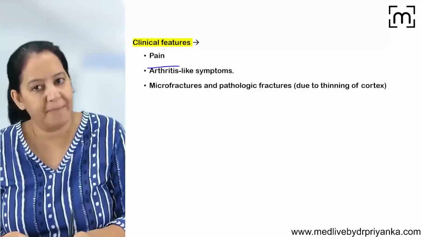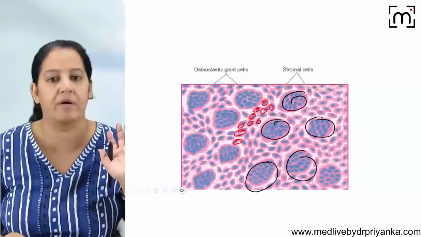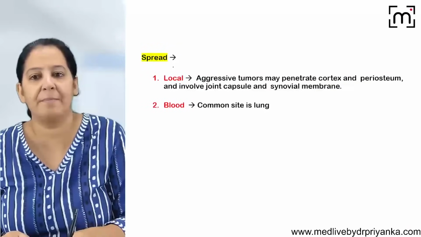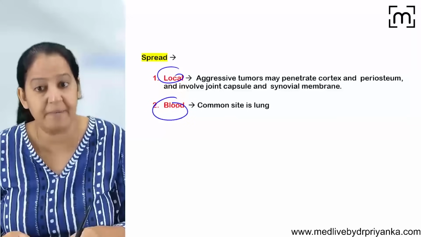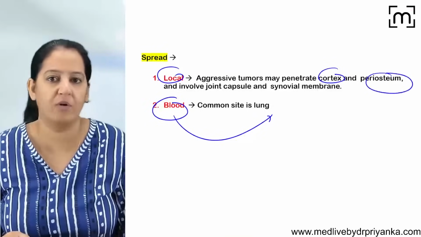Coming to the clinical features, pain is there, arthritis-like symptoms are there, and sometimes fracture of the bone occurs because of this tumor. Spread: local spread and blood spread. Blood spread occurs rarely, but if it occurs, it goes to the lung. And for local spread, it can go to the cortex and it can involve the periosteum.